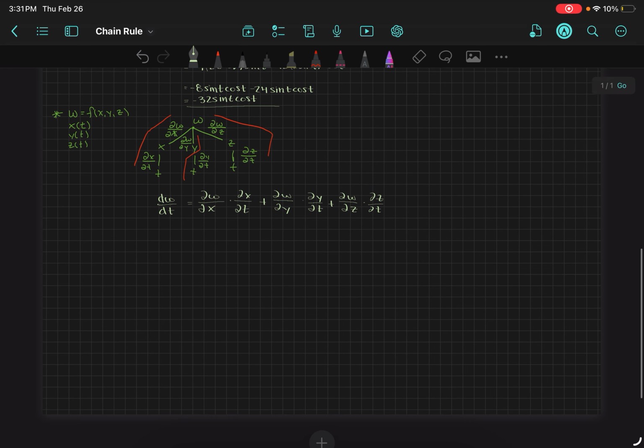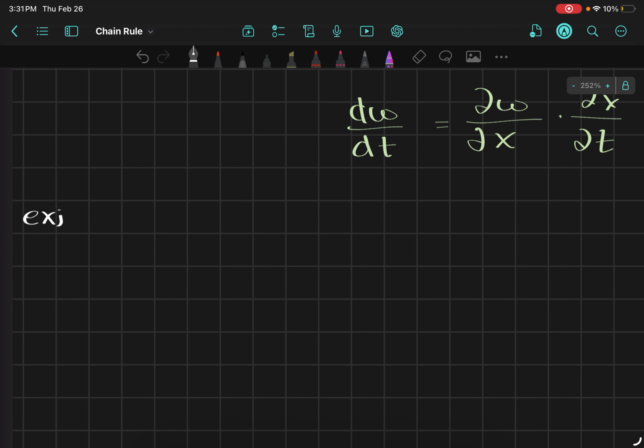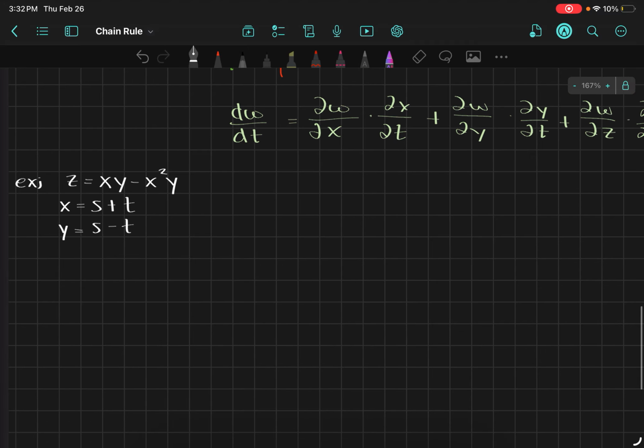I'm going to do one more example wherein we have a function z is equal to, let's say, xy minus x squared y, wherein our x is equal to a function of 2 independent variables. So we have x is equal to s plus t, and we have our y is equal to s minus t. Well, how would we do this?